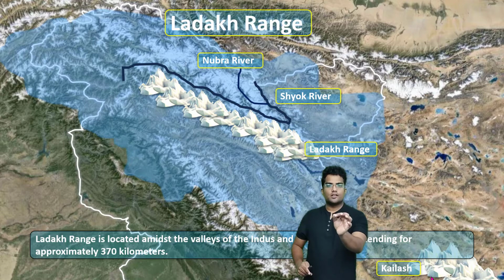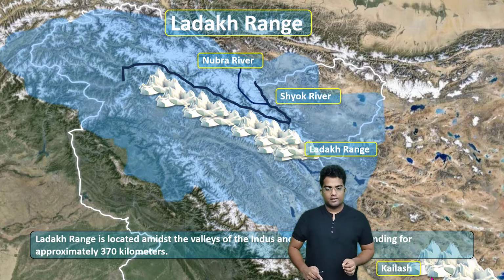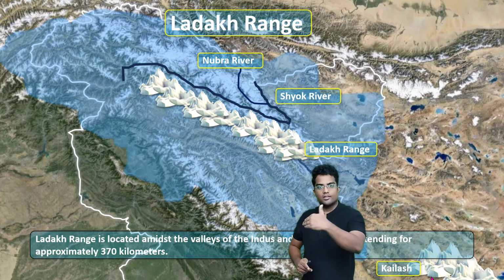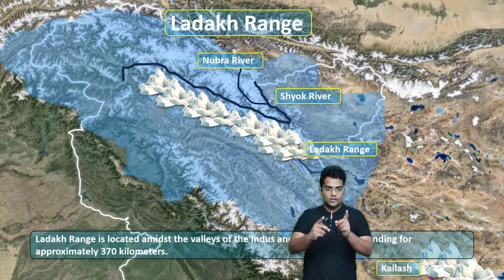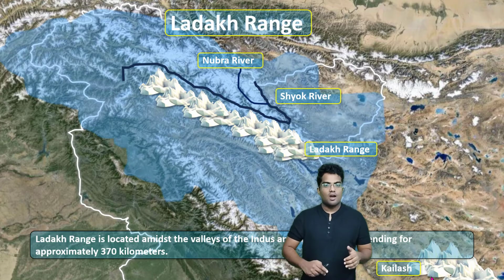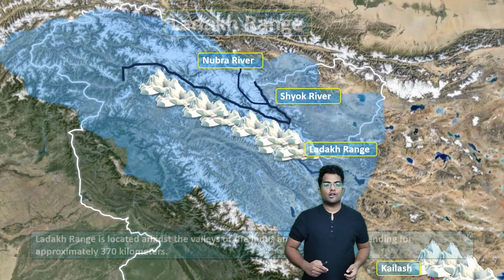So as you can see, there's a river called the Shyok River, right? That's the Shyok River, and it acts as a boundary or a division between the Ladakh Range and the Karakoram Range. Shyok River is supported by its tributary called the Nubra River. You should know that both of these rivers, that is the Shyok River as well as the Nubra River, rise from the Karakoram Range. So this is how it looks like.